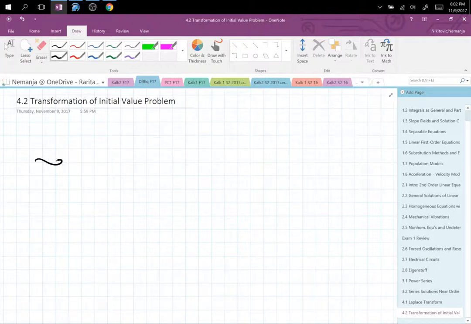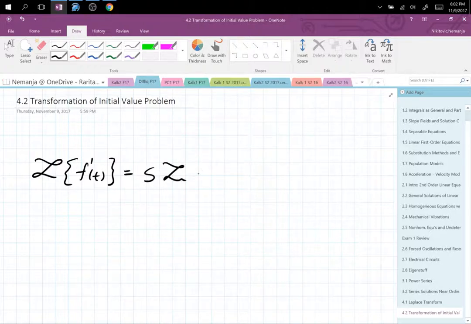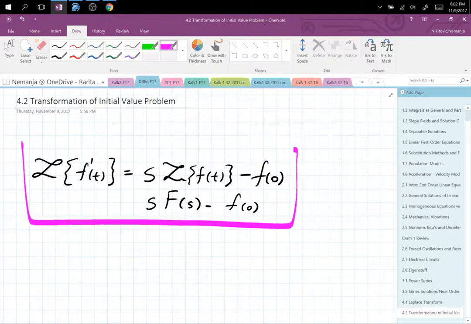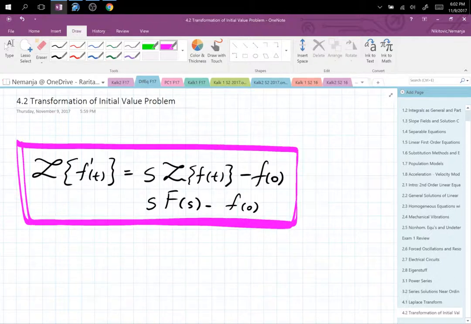So, the Laplace transform of the derivative of f of t is going to be s times the Laplace transform of f of t minus f of 0. Now we know that this is s F of s minus f computed at 0. This gets a tick box.